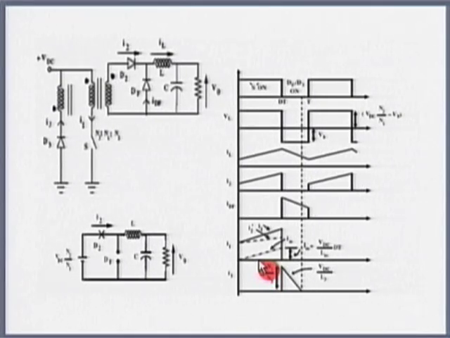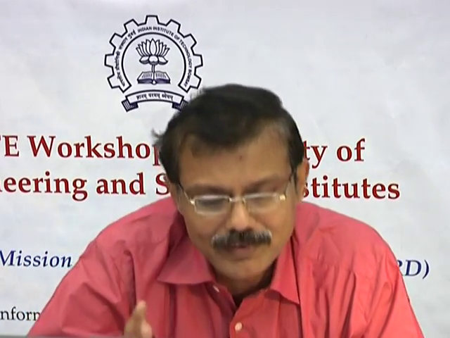See, in drives for that matter, when you say discontinuous conduction, current in the armature is zero. In non-isolated power supplies, discontinuous implies inductor current becomes zero, not the load current. You are connecting the load across the capacitor, and that voltage is supposed to remain constant. If the circuit is complete, current has to flow. Discontinuity in current can happen only when there is an open circuit. Is that okay? Baramati, go ahead with your question.